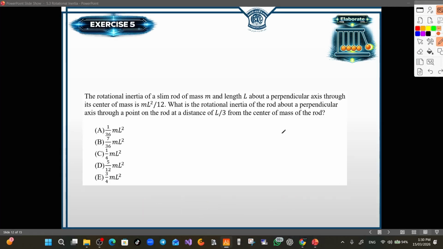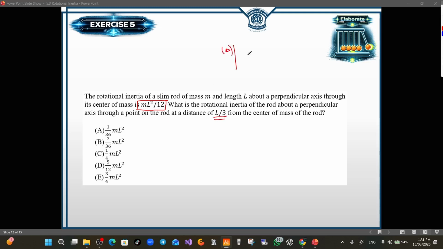The rotational inertia of a slim rod of mass m and length L about a perpendicular axis through its center of mass is mL squared over 12. What is the rotational inertia of the rod about a perpendicular axis through a point on the rod at a distance of L over 3 from the center of mass of the rod? Previously, when the axis of rotation passed through the center of mass, the inertia was mL squared over 12. Now we have shifted the axis of rotation to be exactly at a distance L over 3 from the old axis of rotation. So the distance between the two axes is L over 3.